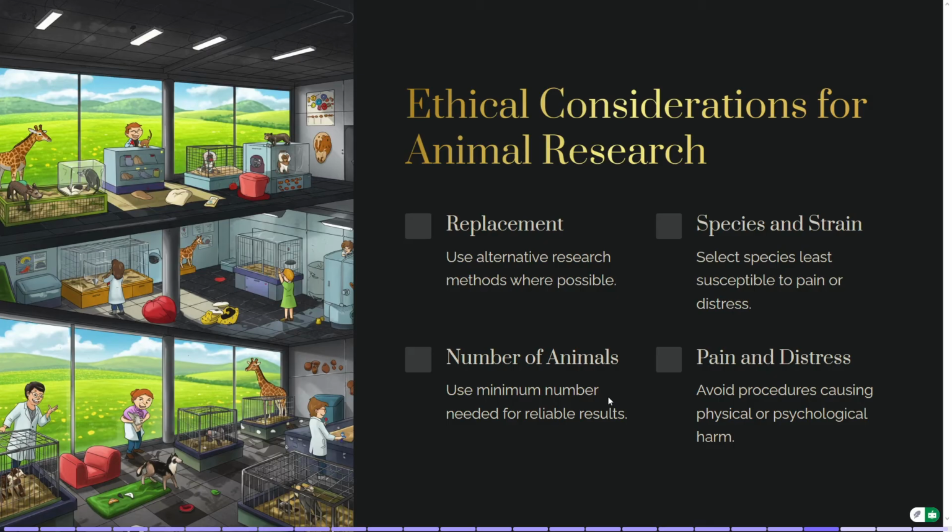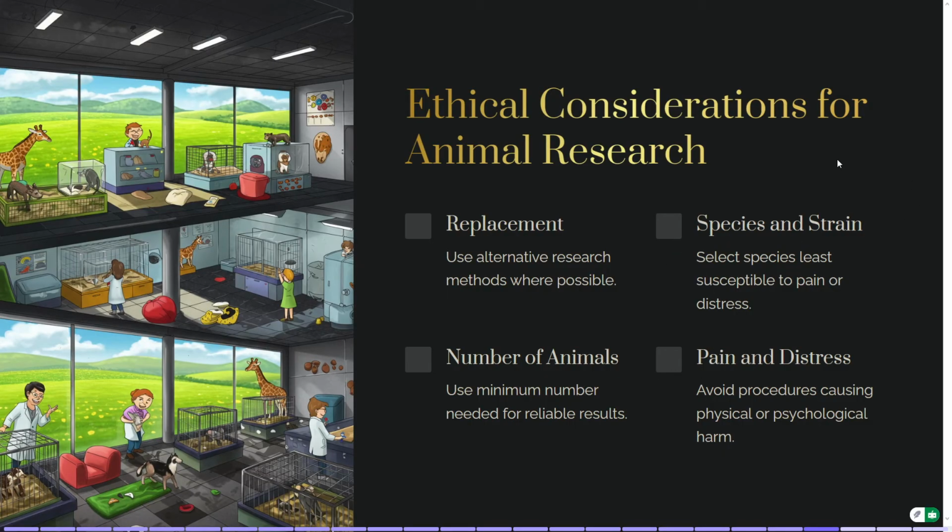Although for humans, it's not part of the ethical consideration, we want to use as many humans as possible so that we can generalize the study. But for animals, use the smallest number possible. If two animals will give you the results you want in your study, use two. Even if one, use one. You don't have to use 100 or 2,000 animals. That can be very, very stressful for them.